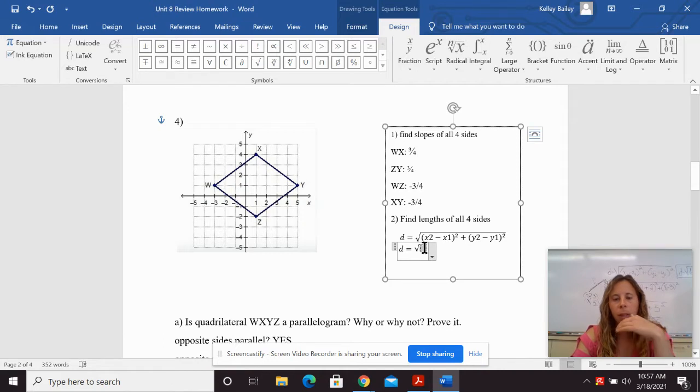Okay. So let's find WX. We'll go in the same order. So for WX, what was my change in x? 4. So my change in x is 4. Oh, I need to put it in parentheses. Plus, what was my change in y? My change in x was 4. My change in y was 3. So that's 3.